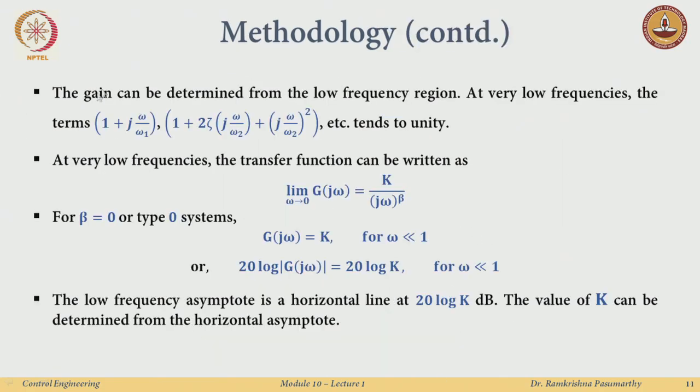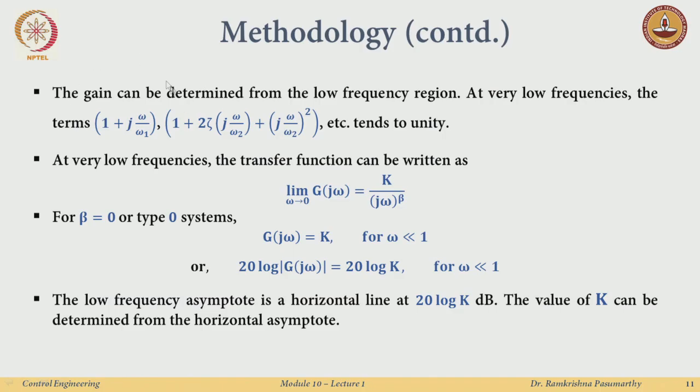The gain can be determined from the low frequency region, and we also saw how the low frequency region helps me estimate the error constants Kp, Kv, Ka, which are directly related to the low frequency gain. So, from the low frequency behavior, I can find out the gain of the system. We know this from earlier; these derivations we did when we were computing the error constants from the Bode plot.